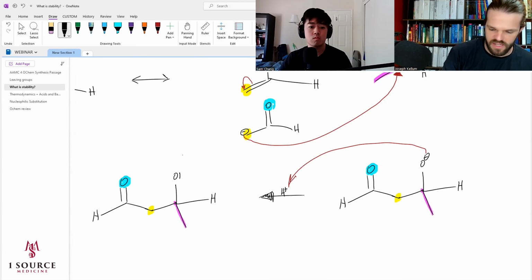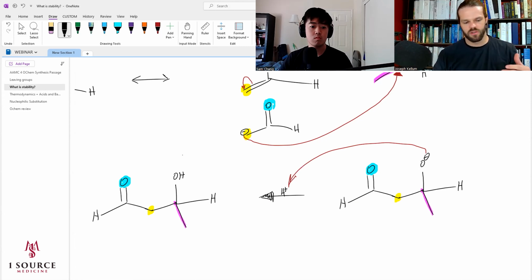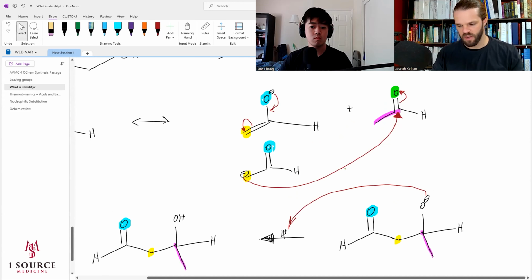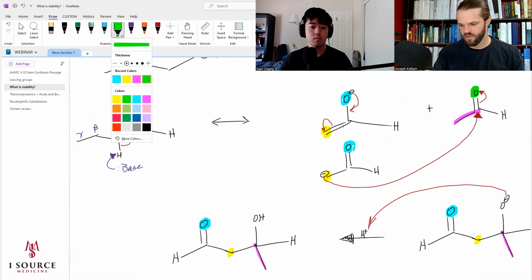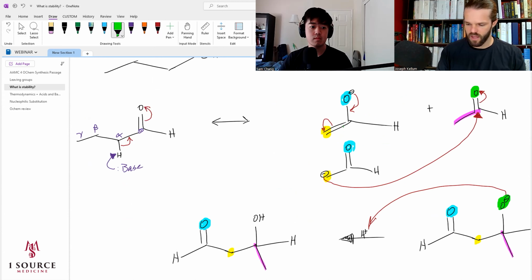So that is it for aldol condensation. It's just a matter of orienting yourself with respect to the molecules that are present, because that's kind of difficult. I didn't put the green ones in. So green, and this one's green. All right.